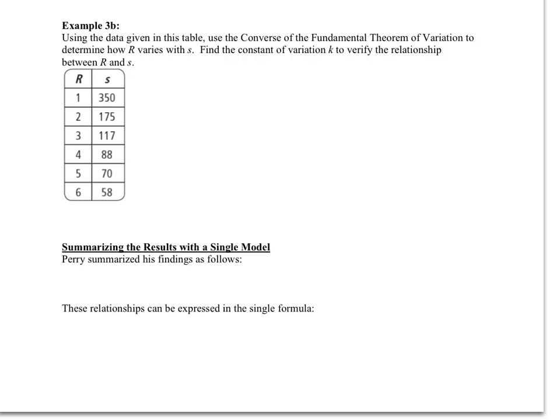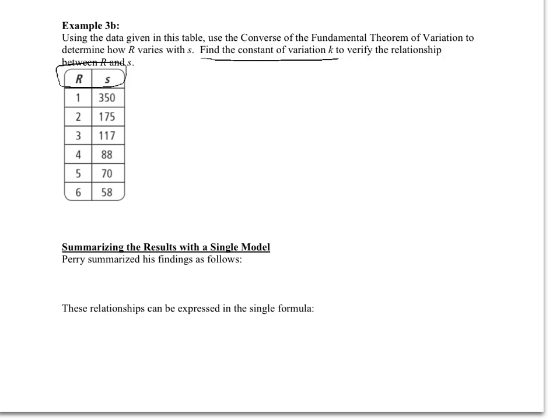Okay, let's practice with another problem. Example 3b: using the data given in this table, use that converse of the fundamental theorem of variation to determine how r varies with s. Find the constant of variation k to verify the relationship between r and s.